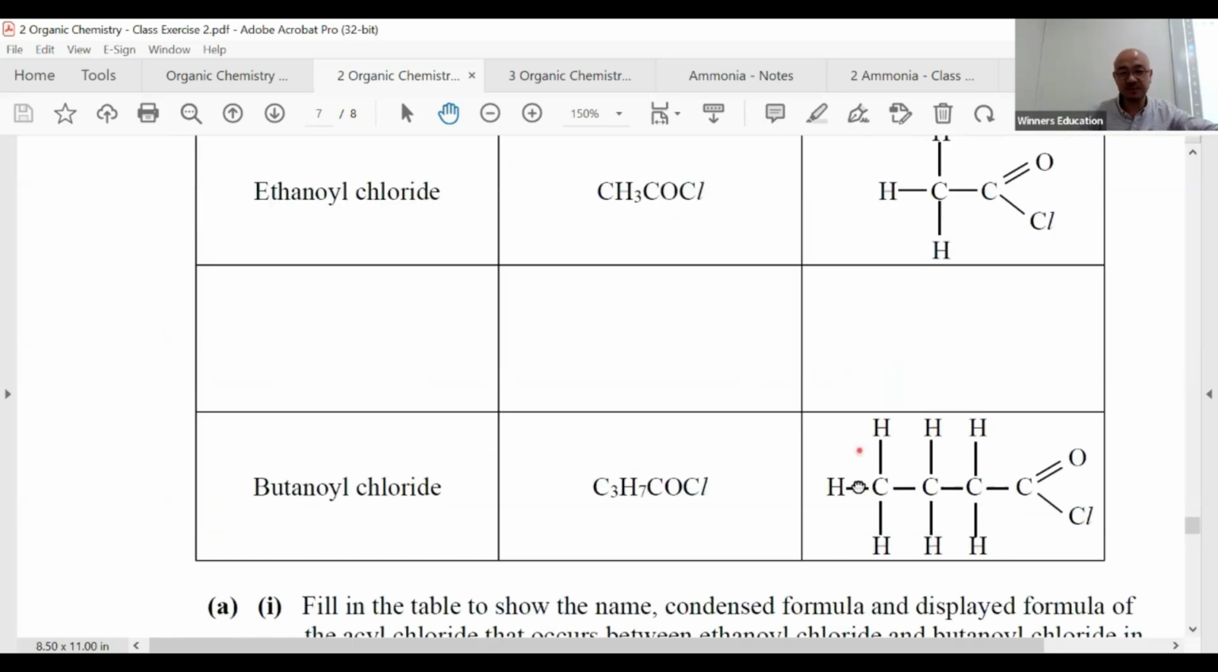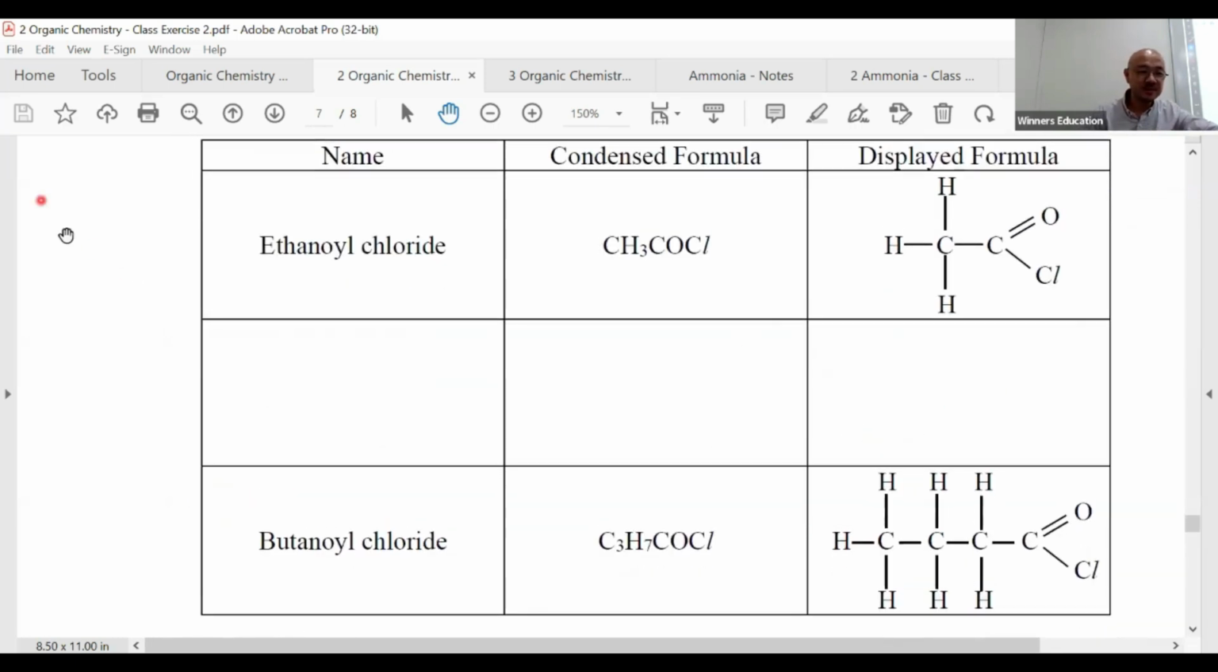Okay, 1, 2, 3 all together. Ready? And here we go. All right, ladies and gentlemen, easy. Why easy? Because name-wise, I'm very sure this is propanoyl chloride, because there's a way of naming the siblings.